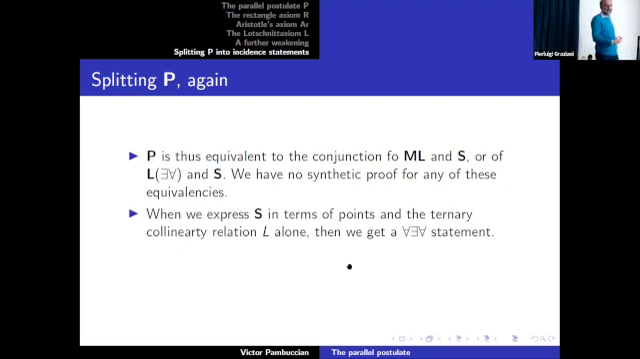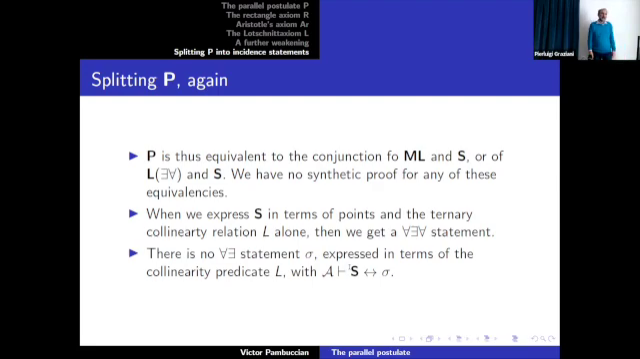When we express S in terms of this ternary collinearity relation alone, we get a for all, there exists, for all statement, as I mentioned. We've seen that you can't get a for all, exists in terms of collinearity only. But what if you throw in much more? What if you throw in congruence and line intersection and all that? It's still not possible. So even if you throw in everything, you can't do it.